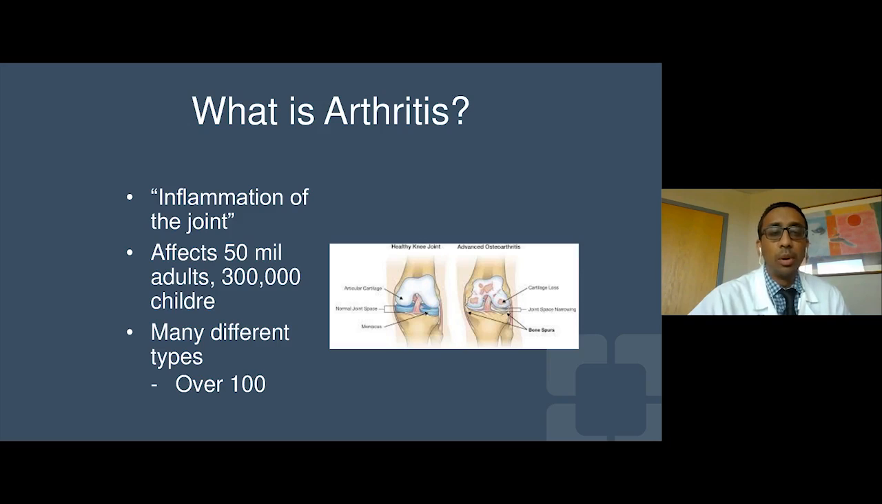So what is arthritis? Well, technically, arthritis is inflammation of the joint. So itis meaning inflammation, and arthr, Latin meaning joint. So the technical term of arthritis is inflammation of the joint. As we all know, it's a very common issue, affects 50 million adults and about 300,000 children. There's many different types, over 100 to be honest. The main focus of today will be osteoarthritis.